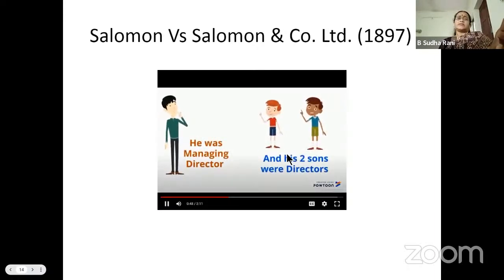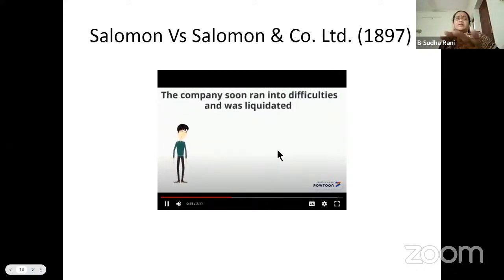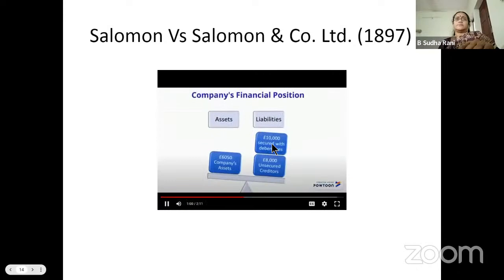In this business, he was the managing director and his sons were directors. Now what happened? After a few days, the company went into loss. Assets were only 6,050 pounds and the liabilities mounted to 18,000 pounds. Of that, 10,000 pounds were debentures and 8,000 pounds were unsecured creditors.